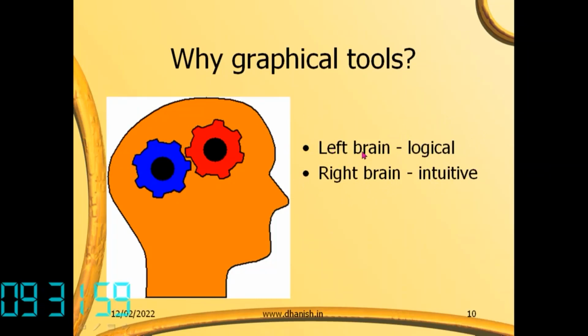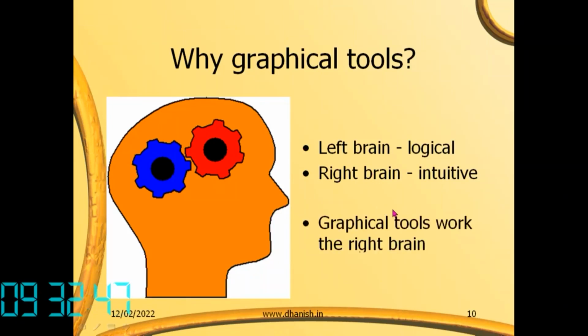Your addition, multiplication, etc. is all left brain work. Whereas you see a person and recognize him. How? There is a template in your brain. You don't really think that he's a tall person, he's this thick, etc. Automatically you just recognize. That is a function of the right brain, which is a little difficult to explain. Experiments on people who had damage to the brain show that if one side of the brain is damaged, there are problems in executing such functions. That's how we come to this conclusion. So graphical tools work the right brain. That is why we focus on graphical tools.